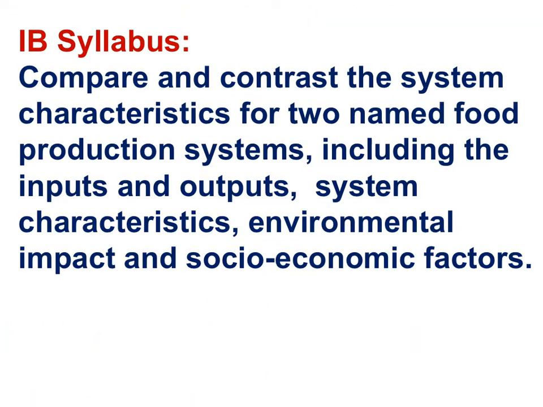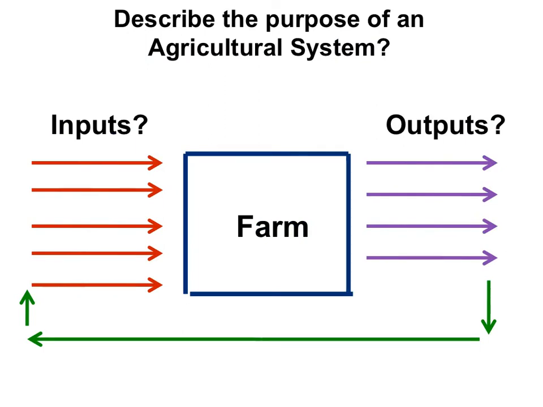Here is the IB syllabus statement that carries us through this movie. Compare and contrast the system characteristics for two named food production systems, including the inputs and outputs, system characteristics, environmental impact, and socio-economic factors. An agricultural system has the purpose of maximizing the production, the output, while reducing the inputs.